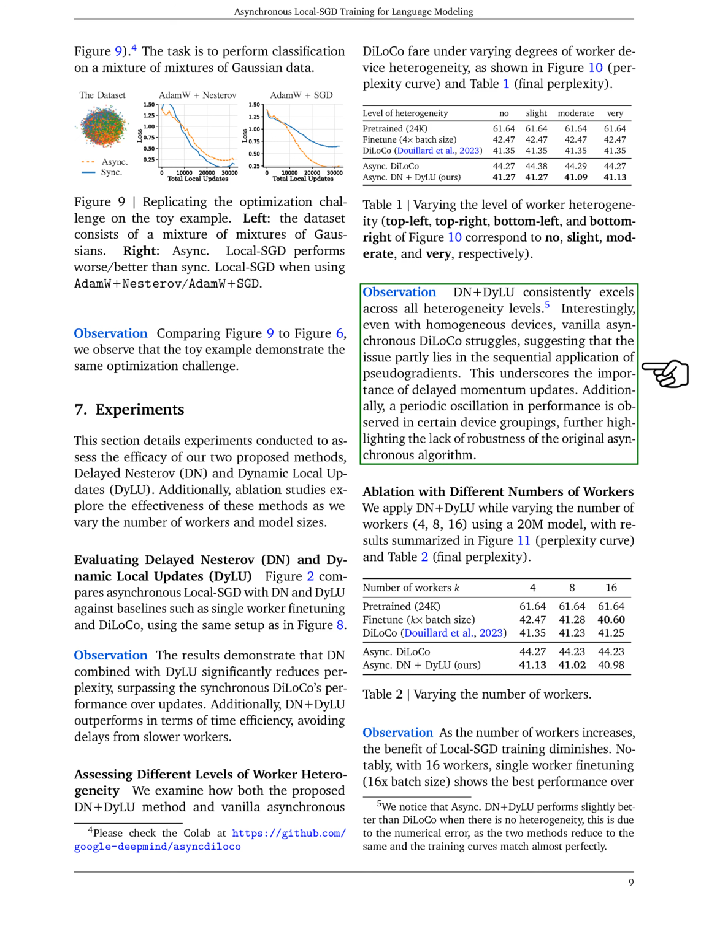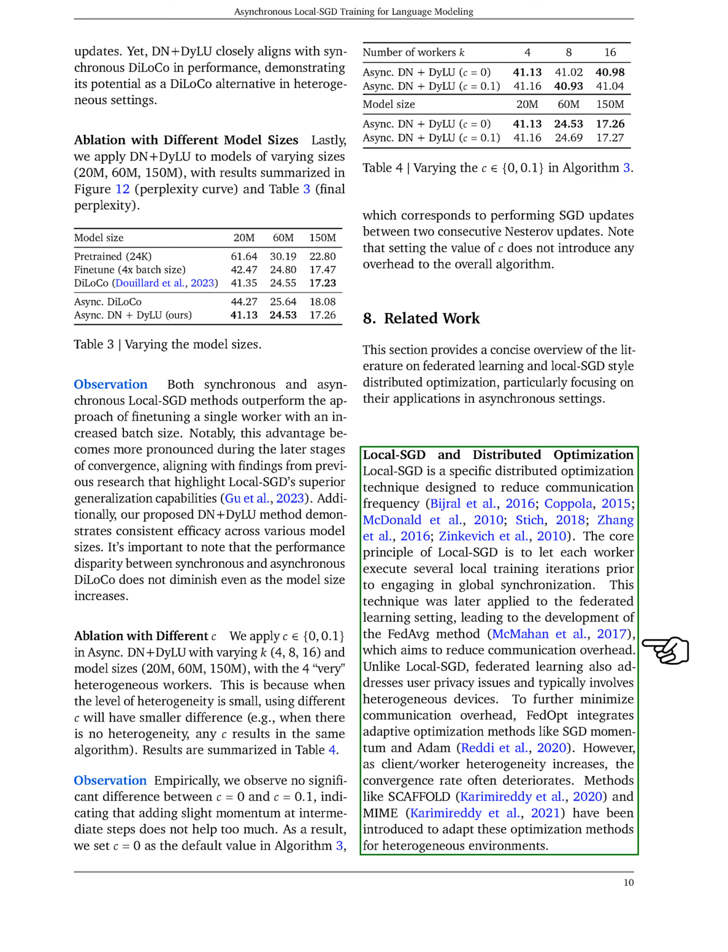Finally, we reviewed the literature on federated learning and Local-SGD style distributed optimization, focusing on their applications in asynchronous settings. Local-SGD is a specific distributed optimization technique designed to reduce communication frequency. It was later applied to the federated learning setting, leading to the development of the FedAvg method, which aims to reduce communication overhead. However, as client-worker heterogeneity increases, the convergence rate often deteriorates. Methods like SCAFFOLD and MIME have been introduced to adapt these optimization methods for heterogeneous environments.